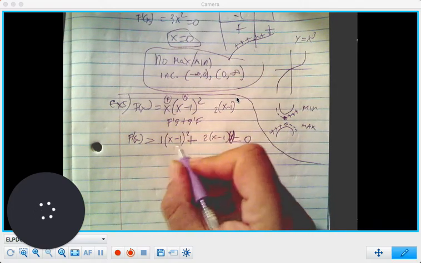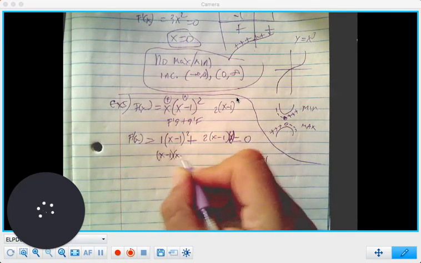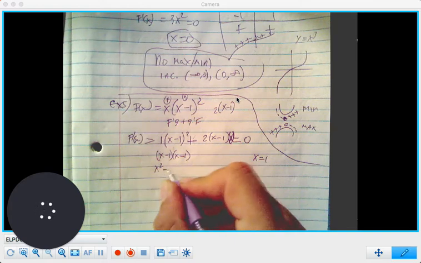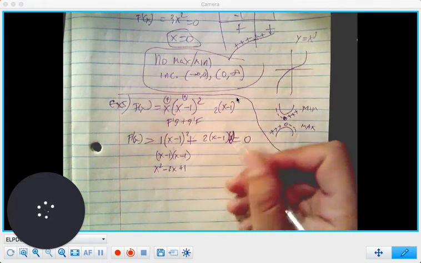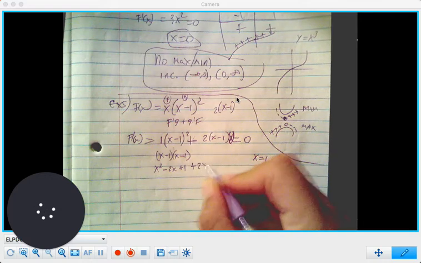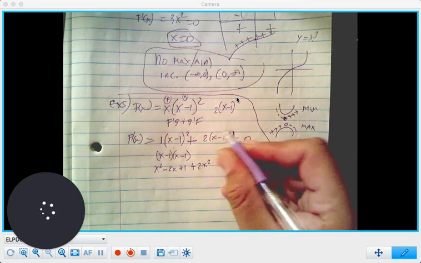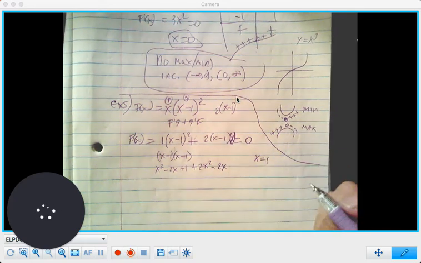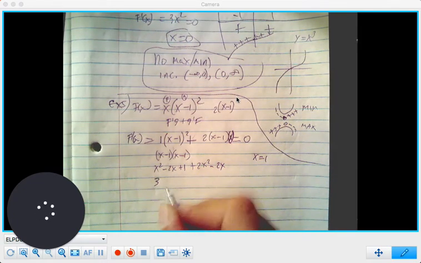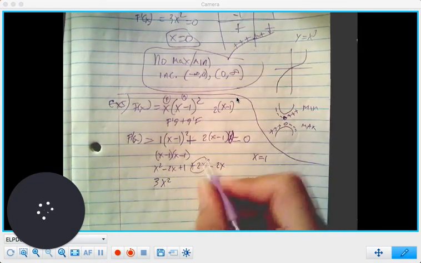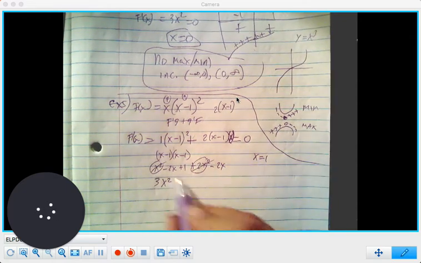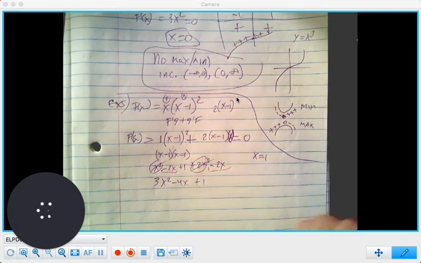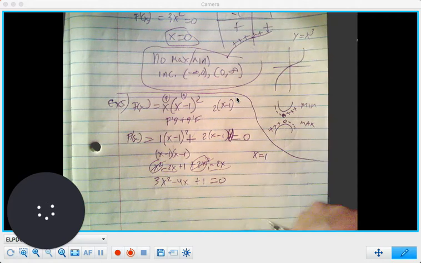Let's do this. Look, x minus 1, x minus 1, x minus 1. So let's work this out. This is going to be x squared minus x, so minus 2x plus 1. And then this is going to be plus 2x squared, x squared minus x, minus 2x. Put everything together so we get 3x squared, and minus 2x, that's minus 4x plus 1. Remember, set this equal to 0 and then factor.